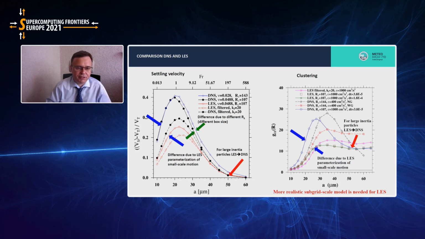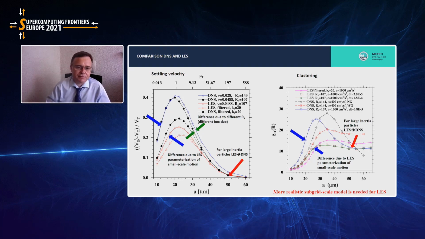So let's focus only on the solid lines and the left panel. The two solid lines, black and blue, show the results from DNS performed at different Reynolds numbers. We observe differences only for the larger droplets, because the larger droplets interact with a broader range of the energy spectrum.